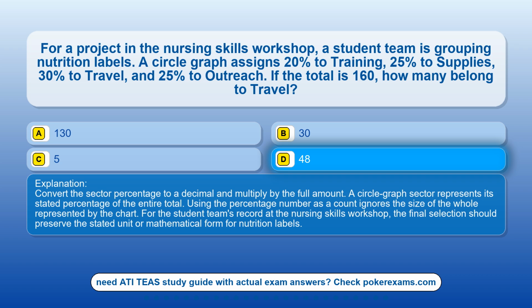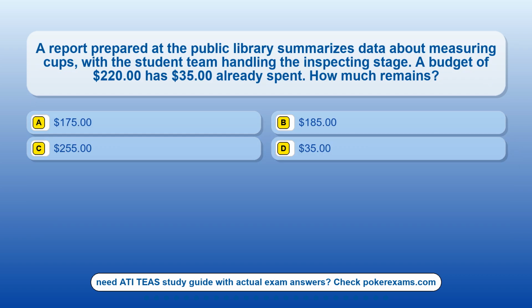form for nutrition labels. Question 7. A report prepared at the public library summarizes data about measuring cups, with the student team handling the inspecting stage. A budget of $220 has $35 already spent. How much remains? Option A, $175. Option B, $185. Option C, $255. Option D, $35. The correct answer is option B, $185.